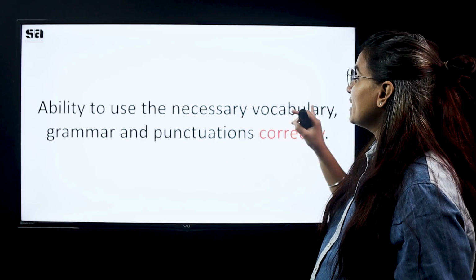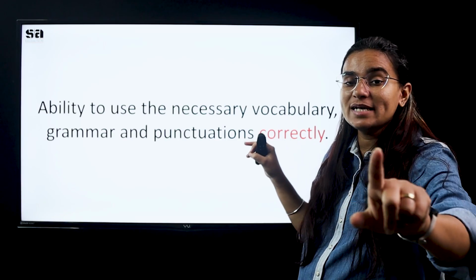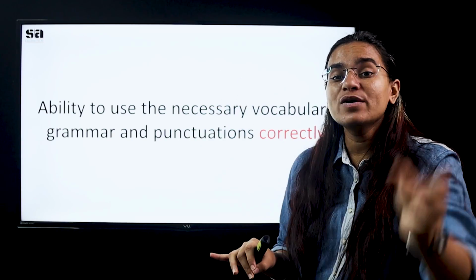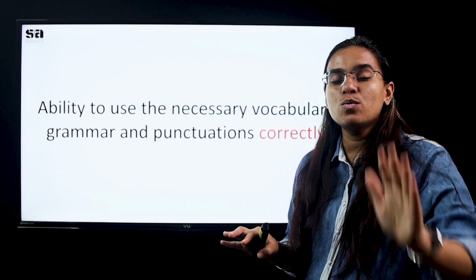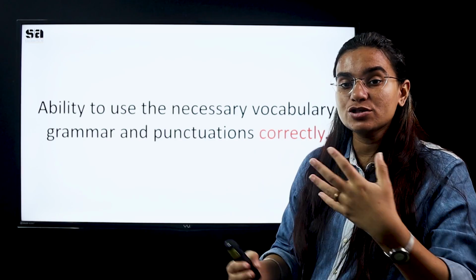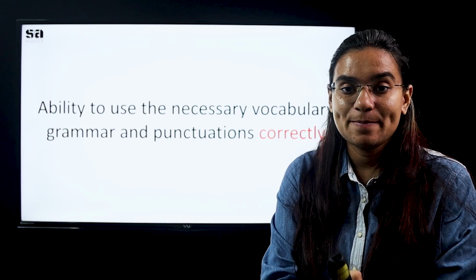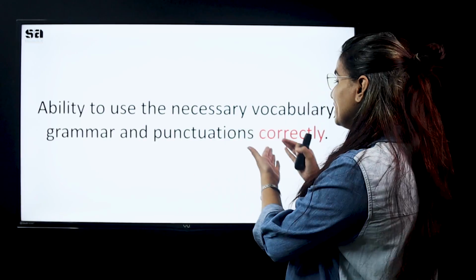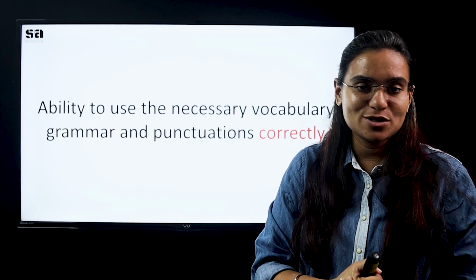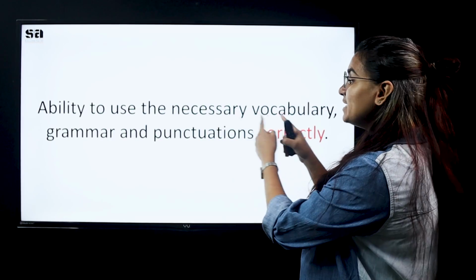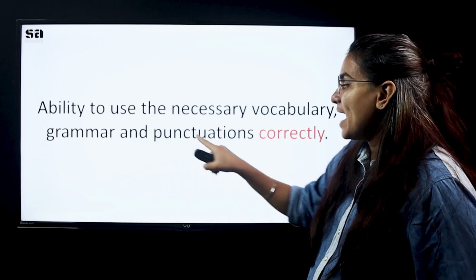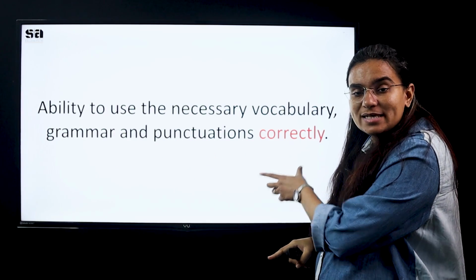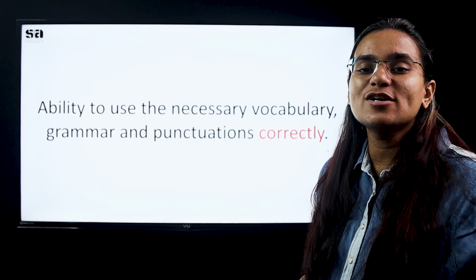You have to use necessary vocab. It's not saying upgraded, it's not saying advanced, it's saying necessary. If even a B1, B2 level word is fitting into your speech, that's correct. Okay, don't always think that I should have C1, C2 level vocab, only then I'll be able to speak properly. That's not correct. Okay, so necessary vocabulary, grammar and punctuations, correctly. When you do it properly without mistakes, that means accuracy has been achieved.